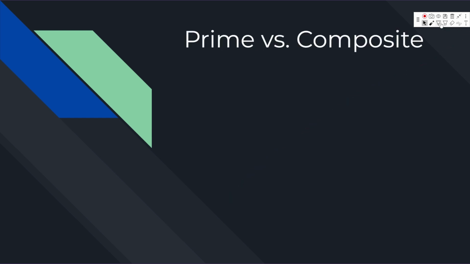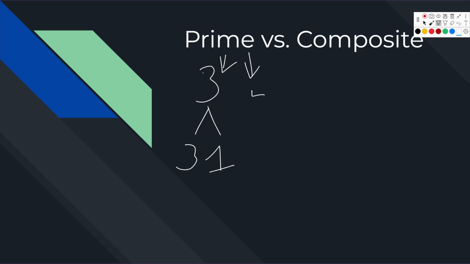First, we're going to start with prime numbers versus composite numbers. Now, a prime number is just going to be any number that only has the factors of itself and 1. So for instance, a number like 3, right? Only 3 and 1 multiply cleanly into it. So this would be prime. Another example of a prime number is 5, since only 5 and 1 can multiply cleanly into it.